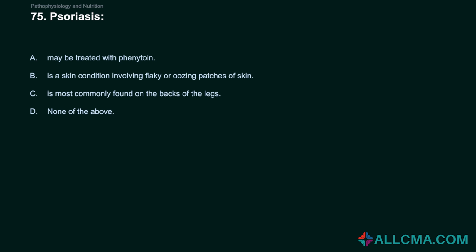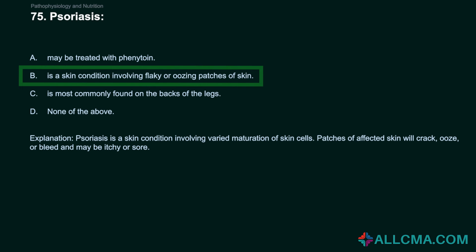75. Psoriasis. A. May be treated with phenytoin. B. Is a skin condition involving flaky or oozing patches of skin. C. Is most commonly found on the backs of the legs. D. None of the above. Correct answer: B. Is a skin condition involving flaky or oozing patches of skin. Psoriasis is a skin condition involving varied maturation of skin cells. Patches of affected skin will crack, ooze, or bleed and may be itchy or sore.